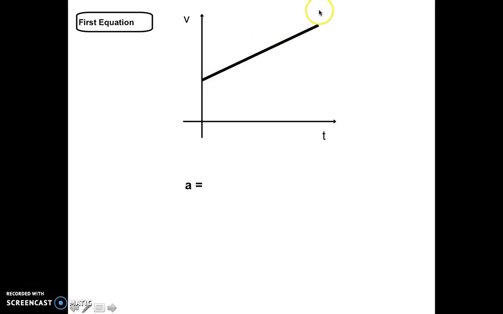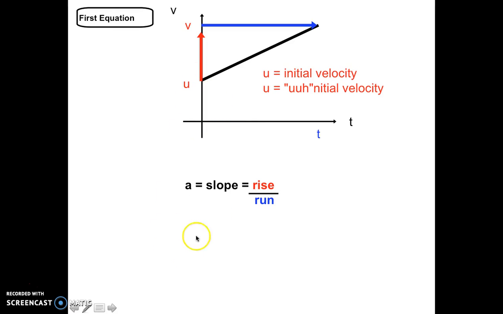If we have a graph of our velocity time, we can use that graph to help us calculate the acceleration. And the acceleration on the graph is the slope. Hey, we already know that. Awesome. Slope, which you already know, is the rise over the run. So that will be the change in velocity over the change in time.